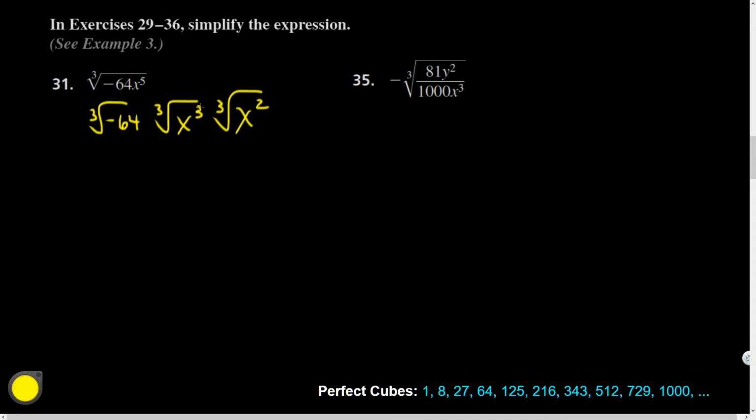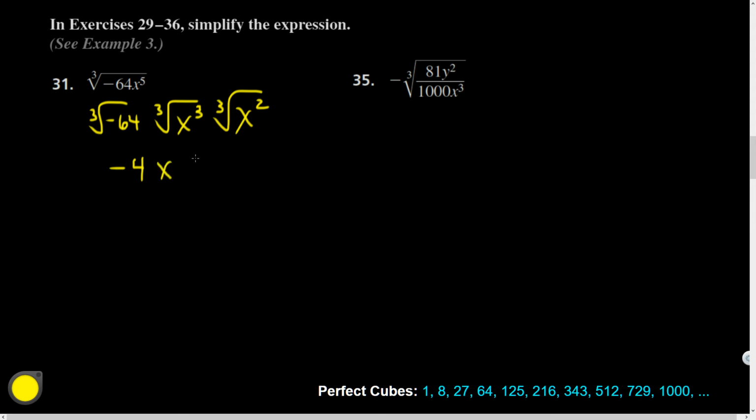Squared, right? Because 3 plus 2 is 5. And why did I choose x cubed here rather than x to the 4th? Because I wanted an exponent that was going to be divisible by the index. And 3 is divisible by 3, but 4 is not. Cube root of -64, well, cube root of 64 is 4. The cube root of the negative will still be negative.